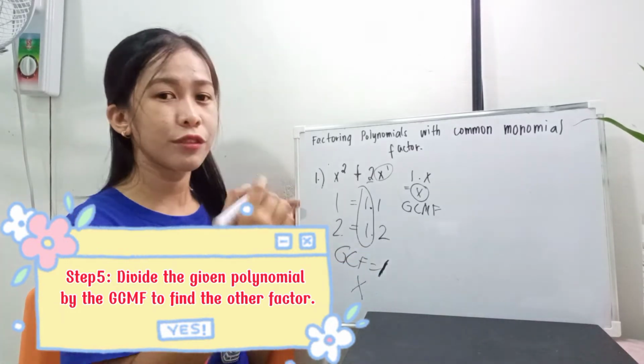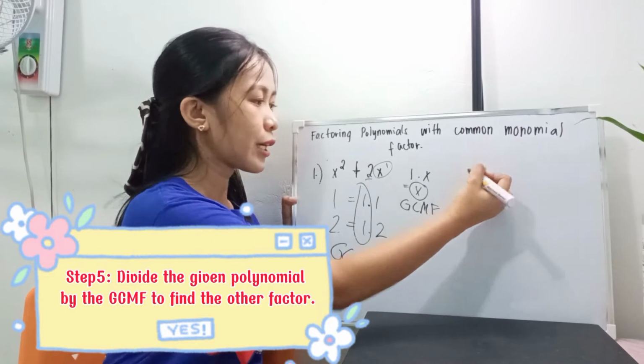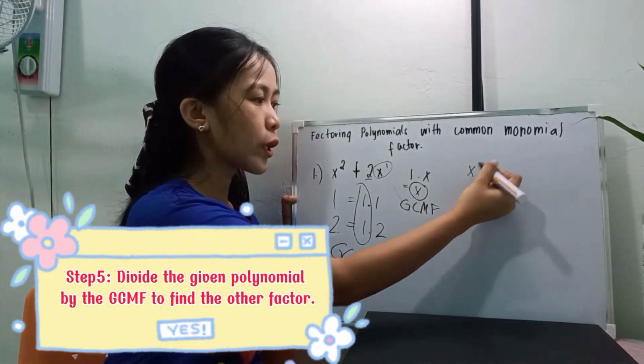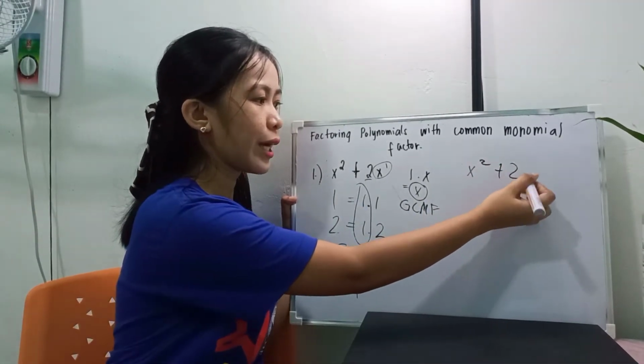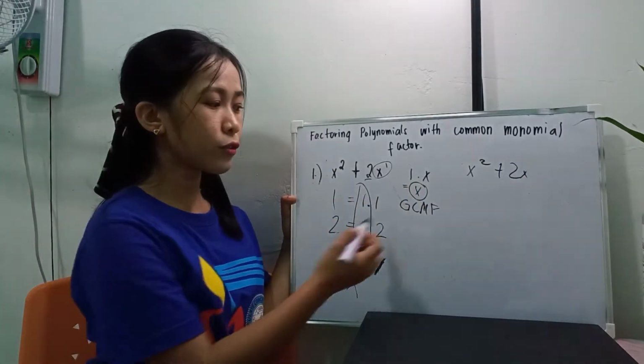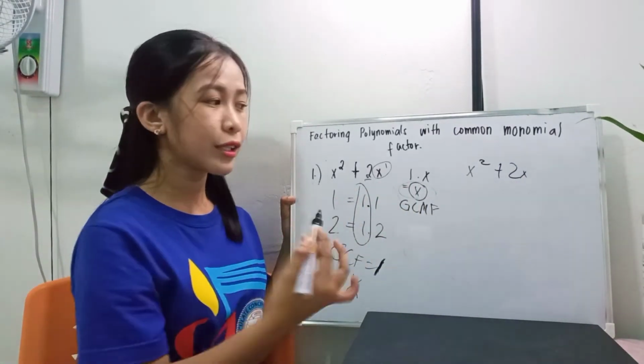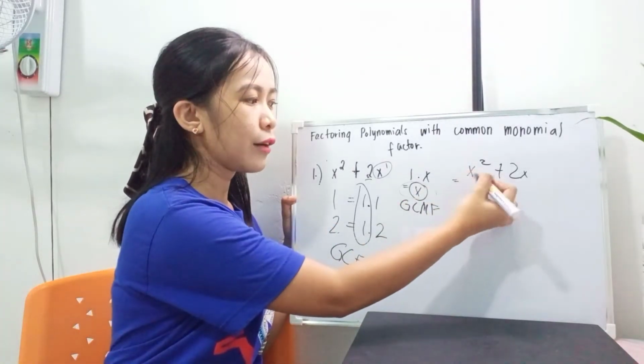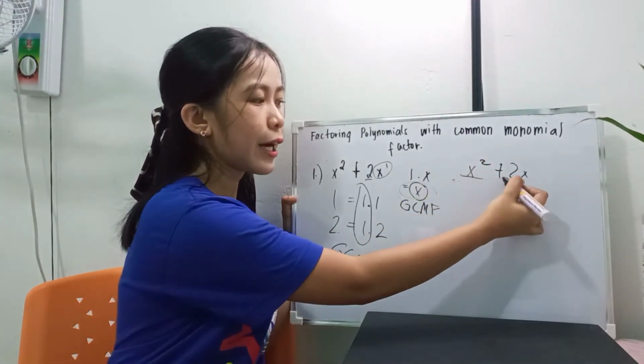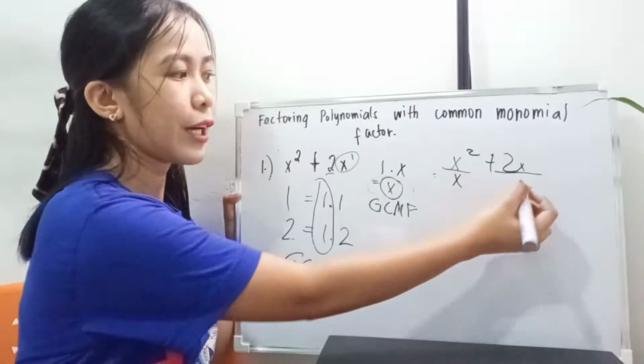So, for our step number 5 is to divide the given polynomial with the greatest common factor na nahanap natin. So, how are we going to divide? So, take a look at this. We have x squared plus 2x. And we are going to divide that to x or to the greatest common factor na nakuha natin. So, we have to divide both terms. Yan, divide by x.